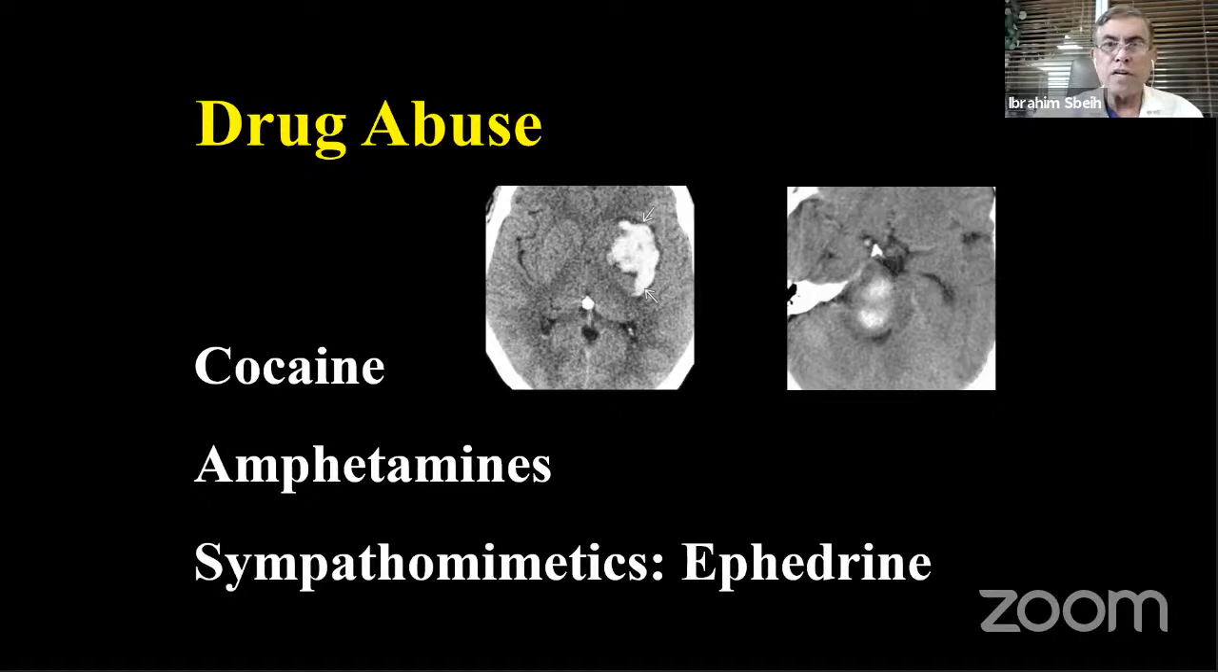And the commonest drugs to cause bleed are cocaine, amphetamines in general, and the general sympathomimetic drugs like ephedrine. These are true pictures of patients who had bleed because they were on drug abuse.